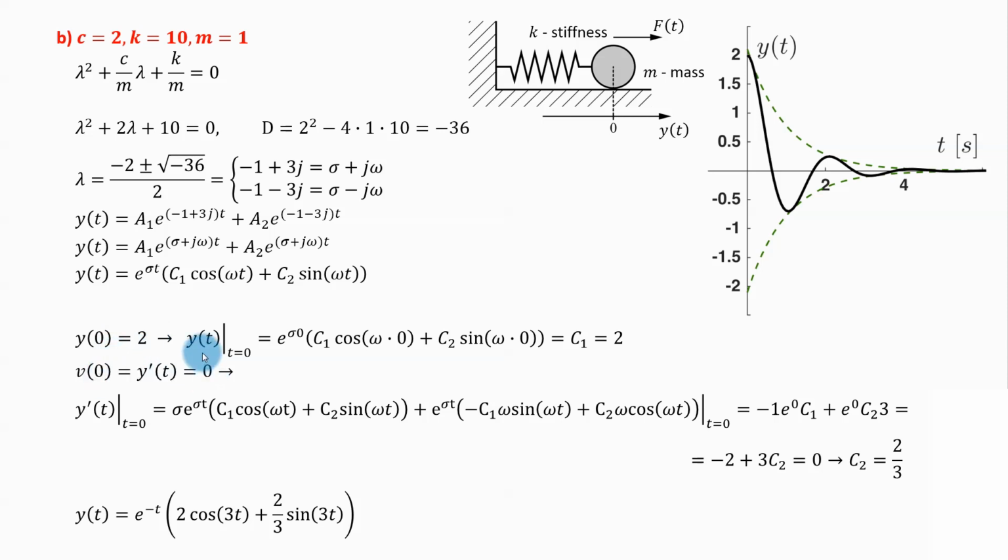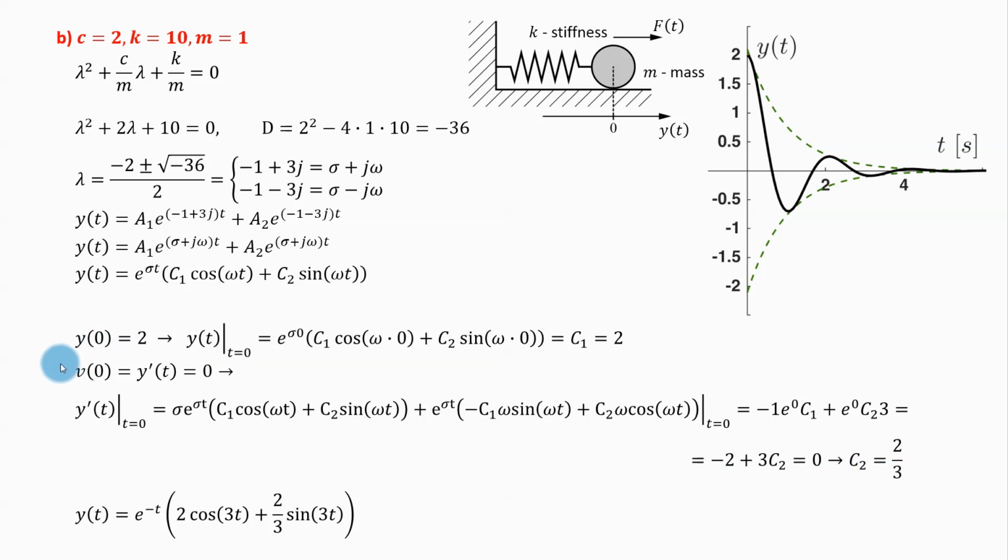The first initial condition will give me this. This is the general solution at time 0, which simplifies to this, and that is supposed to be 2. So from the first initial condition, I will get that the constant C1 is 2. From the second initial condition, I get this. This is the derivative of the general solution. I need to evaluate it at time 0, which I have done here. Here I have also used that I already know that C1 is 2. When I evaluate this, I get that C2 is 2/3.